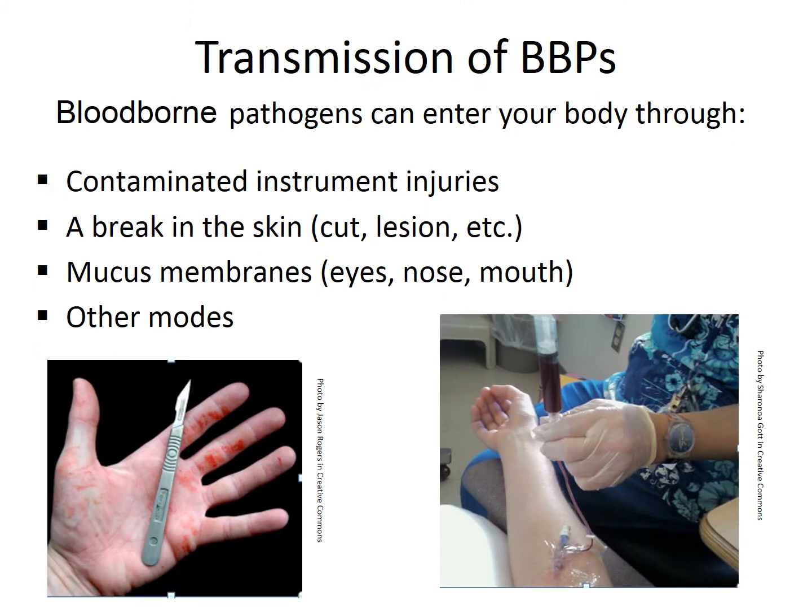Bloodborne pathogens can be transmitted from an infected person to you when infected blood or body fluids gains entry to your blood or mucous membranes. For example, if you get cut with an object that is contaminated with infected blood, or if infected body fluid splashes into your eyes or mouth.